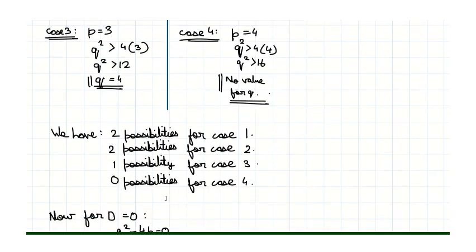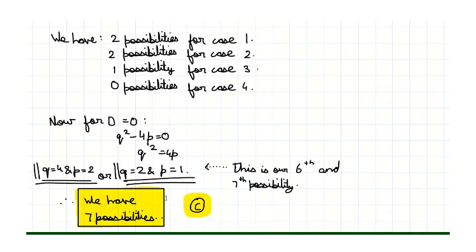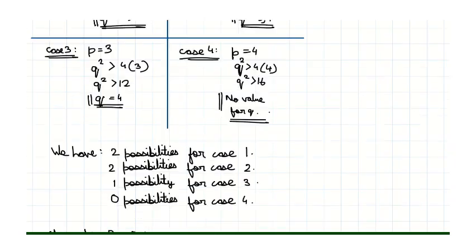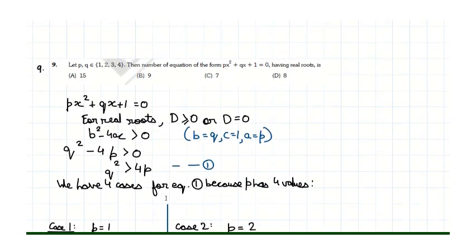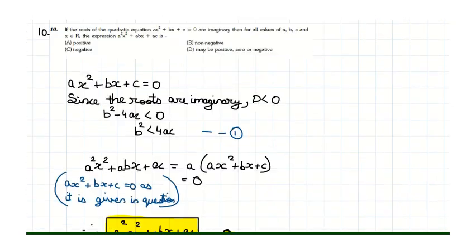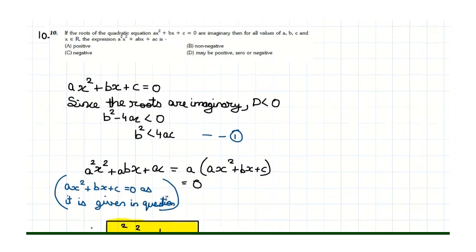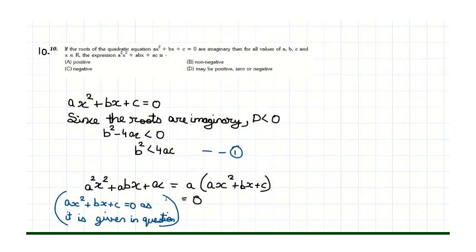Now we have one more possibility, that is discriminant equal to 0 or q square equal to 4p. Thus q and p can be 4 and 2 or 2 and 1. So we have 2 more possibilities in addition to the initial 5 possibilities. Thus in total we have 7 possibilities. That is option C.